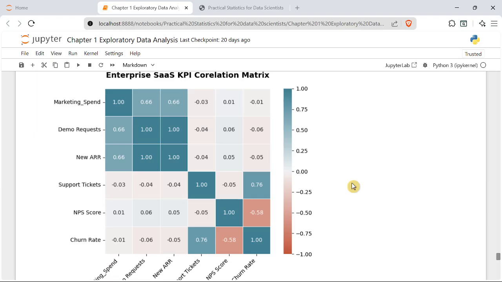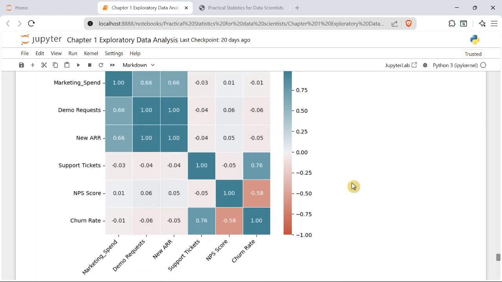However, the critical insight lies in the retention side. Our churn rate is positively correlated to support tickets and negatively correlated with NPS score. In practical terms, this means that as support ticket volumes rise and our net promoter score drops, customer churn mathematically accelerates.